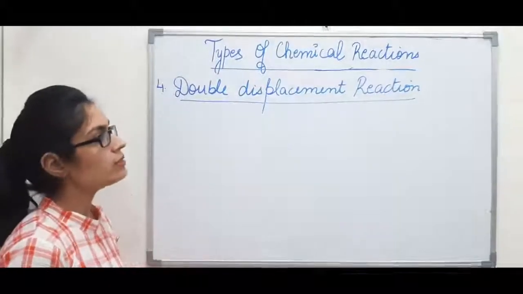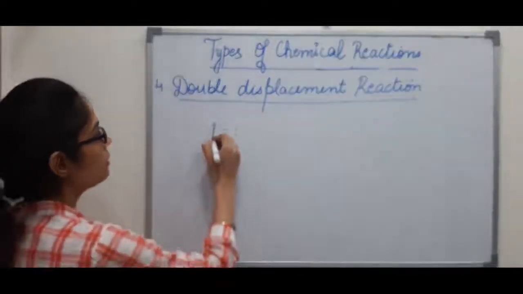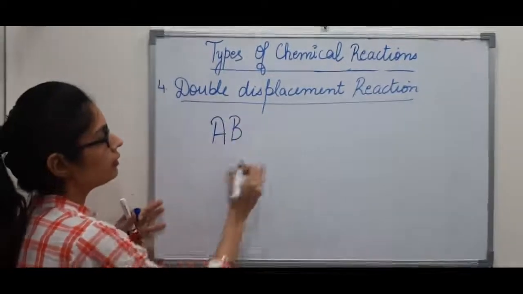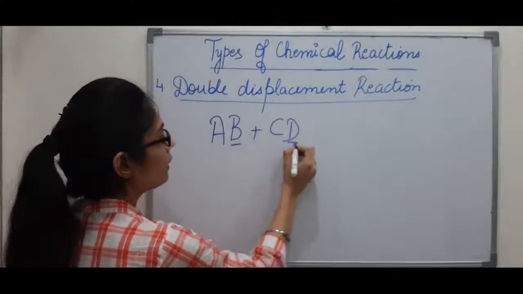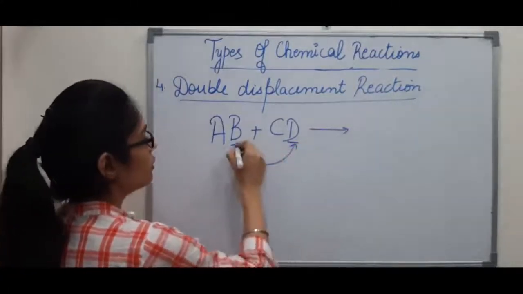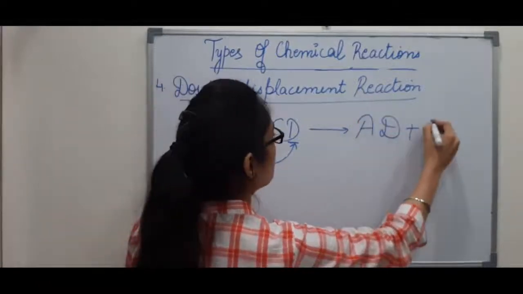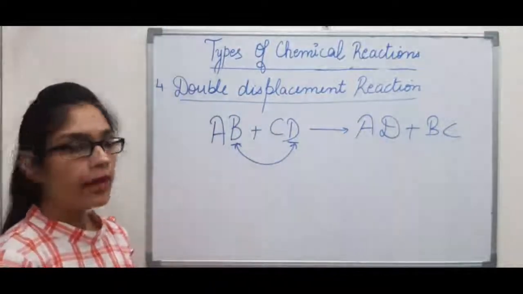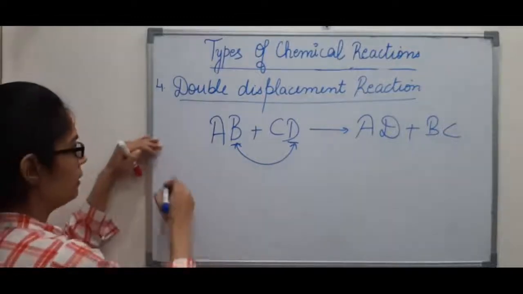The next one is double displacement reaction. I will explain this with the general or standard form. When the reactants are in the form AB plus CD, and B and D interchange their positions, I will get the products AD plus BC. Such types of reactions are known as displacement reactions. So let's try to understand with the help of an example.